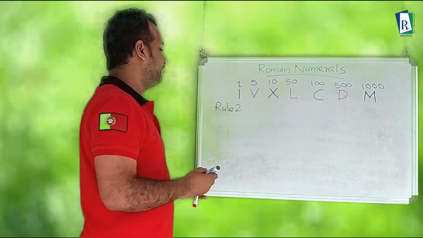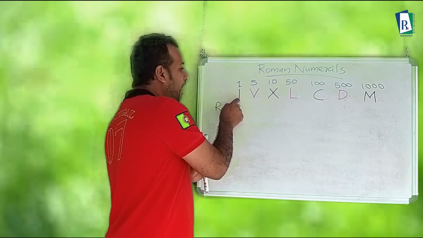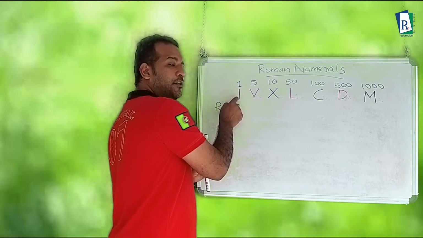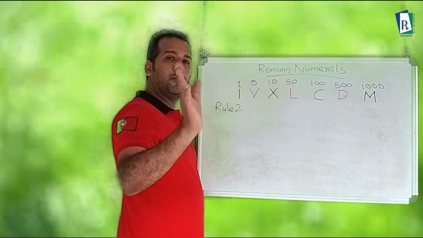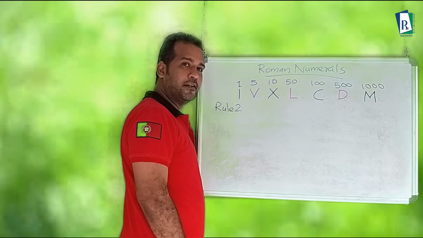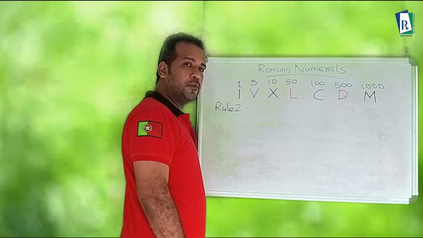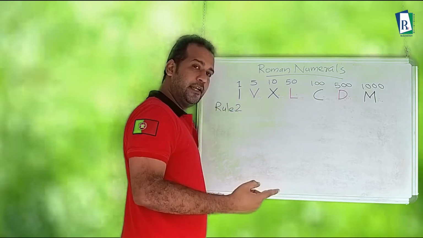And one more. If you are writing this black colored numeral left side of any number, you cannot write 3 times. You can write only one time. Not with all numerals. That I will tell in rule number 3.